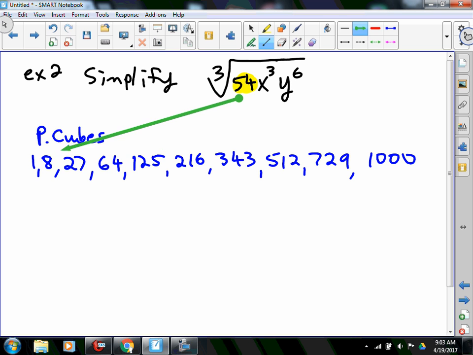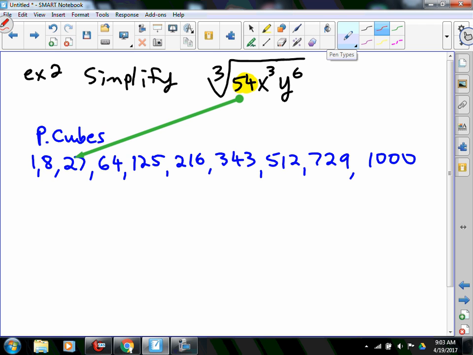Wouldn't 54 be 27 times 2? Okay. So what we can do with this then is rewrite this as the third root of 27 times 2, x cubed, y to the sixth. X cubed is already a perfect cube, so that one's good. And then y to the sixth is also a perfect cube. So that's kind of nice.